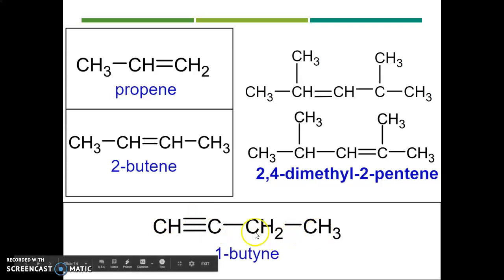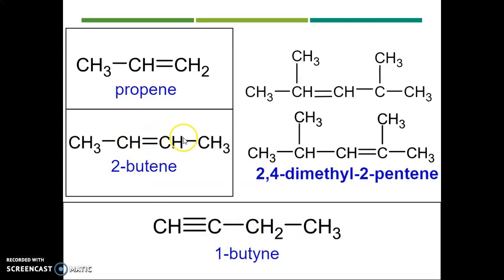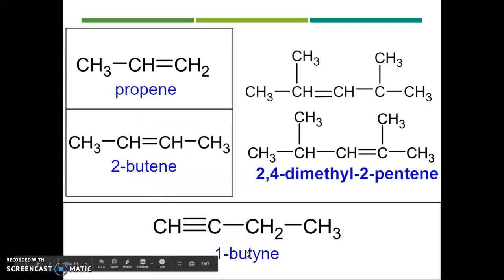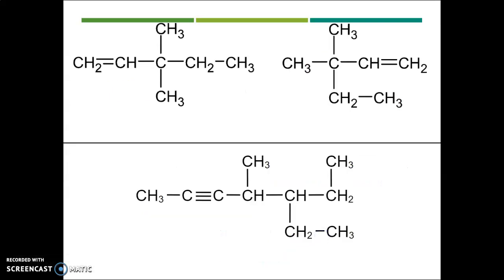And again, if there was a triple bond here, then it'd be 2-butyne. All right, so in this one, it was 2 because it was between the second and the third carbon. It's 1-butyne because it's between the first and the second carbon. So hopefully you guys understand the difference with the numbering. All right, let's look at these last few.